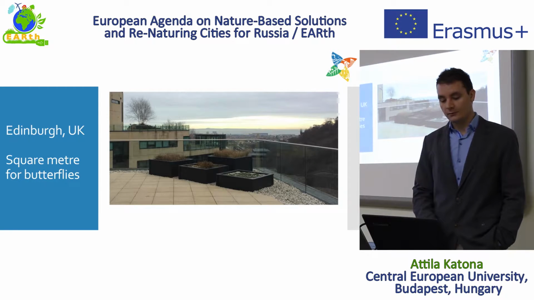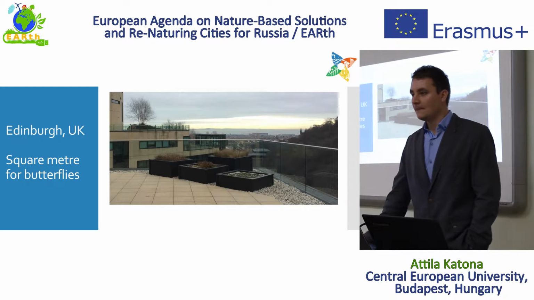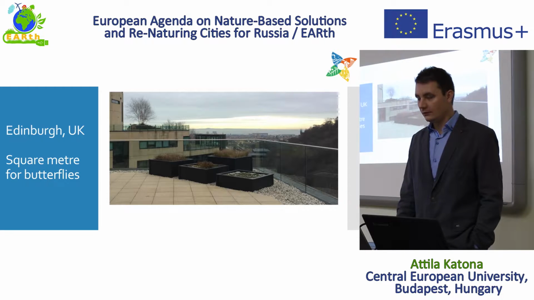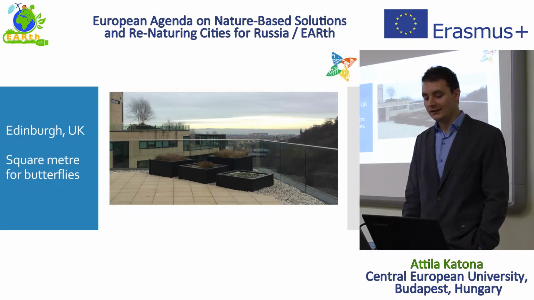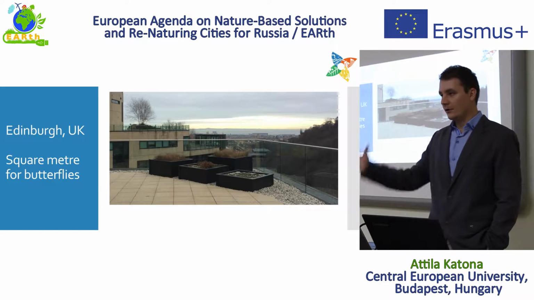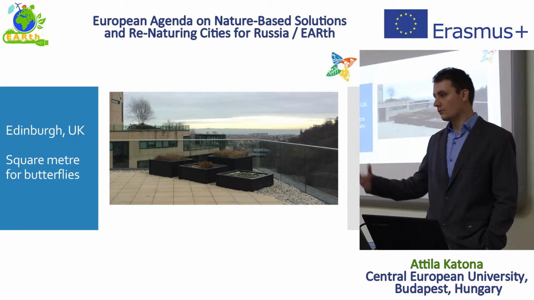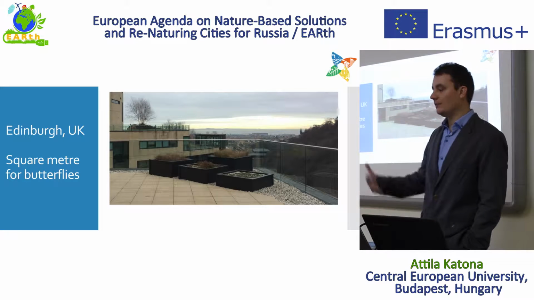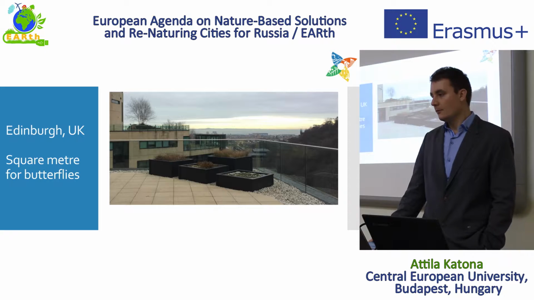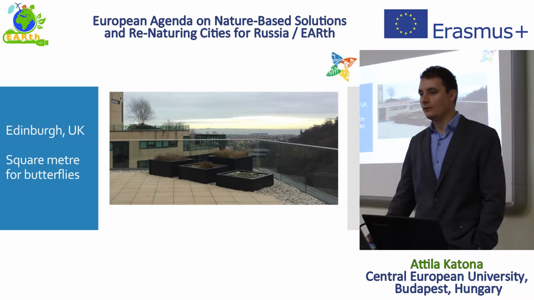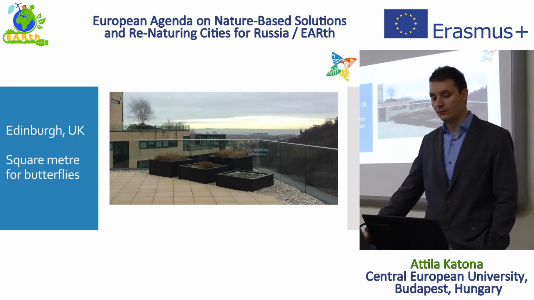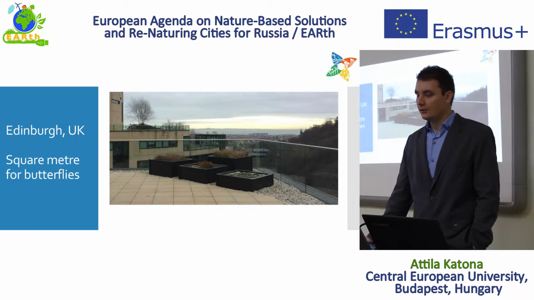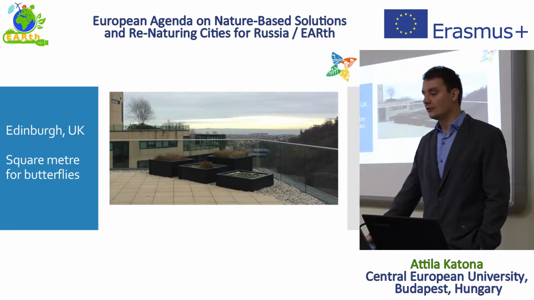In Edinburgh, this is just a quick example, they incentivize people to adopt a square meter for butterflies. So you can contribute with this yourself. They have a list of recommendations on how you can do it on your roof, how you can do it in your little garden. And basically they teach people to cater to butterflies and all sorts of insects by recommending specific kinds of plants. And also there is some funding from the municipality if you would like to have a square meter for butterflies in your garden, on your roof, or somewhere else. So this has been quite a successful initiative in Edinburgh.